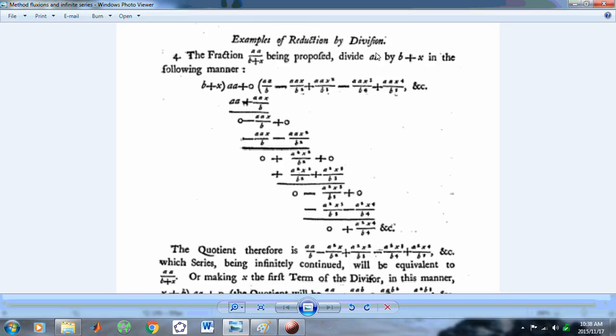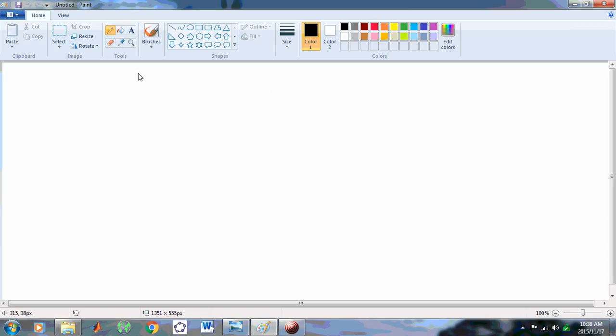Now, I think reduction by division is actually a misnomer because you're not really reducing anything, you're making it more complicated. I would rather call this division using partial divisors. And that's what I want to show you now in this particular example. I'm going to show you how to find that answer, in other words, a squared over b plus x, using partial divisors. That's a term I coined.